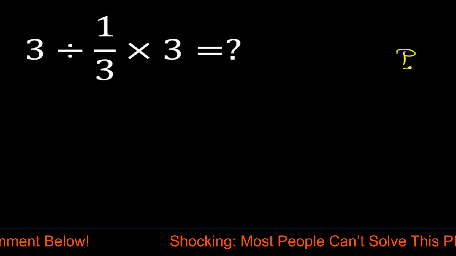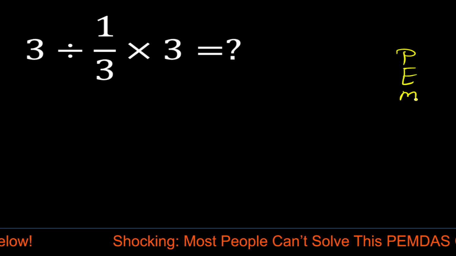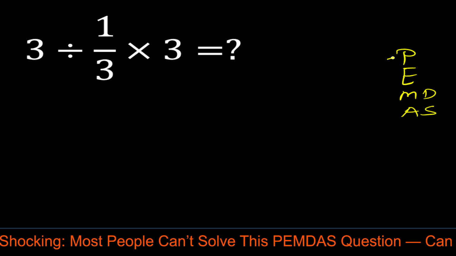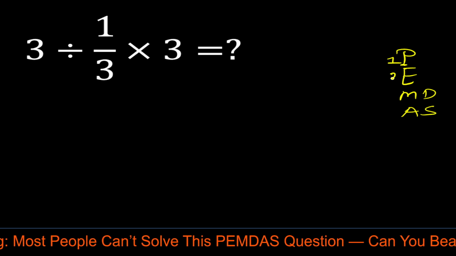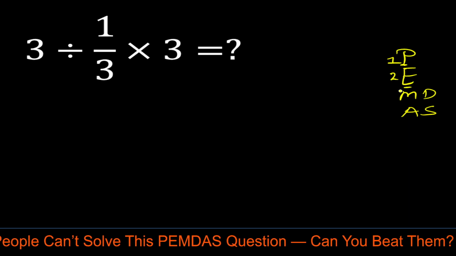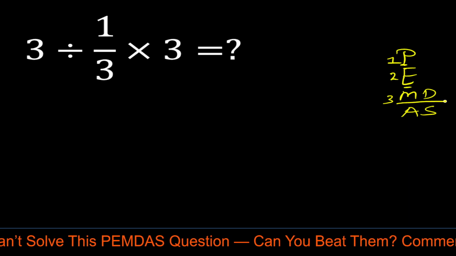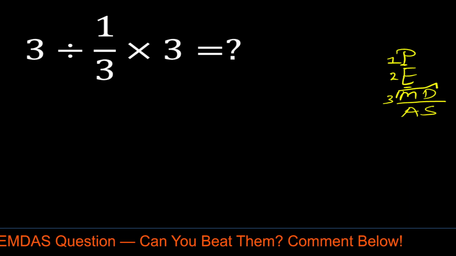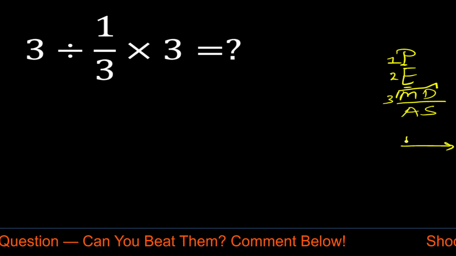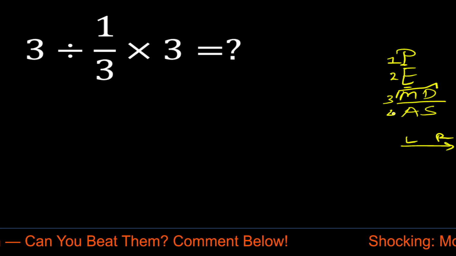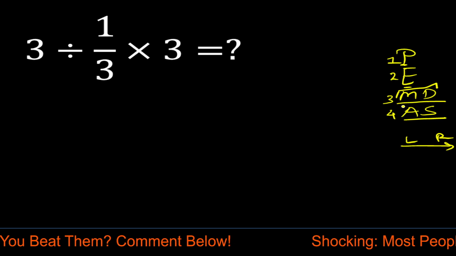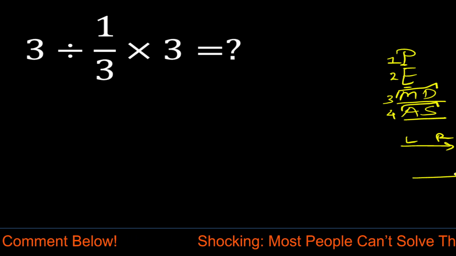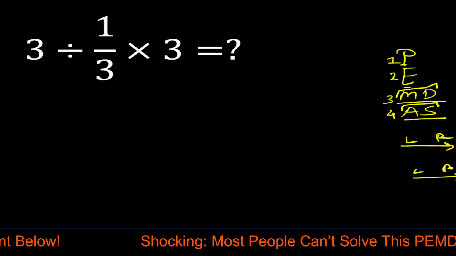So PEMDAS, P-E-M-D-A-S. According to PEMDAS rule, first priority is parentheses, then second priority is exponents, then third priority is multiplication and division. So multiplication and division both have equal priority. So we have to solve it from left to right. Then fourth and last priority is addition and subtraction. Also addition and subtraction both have equal priority.